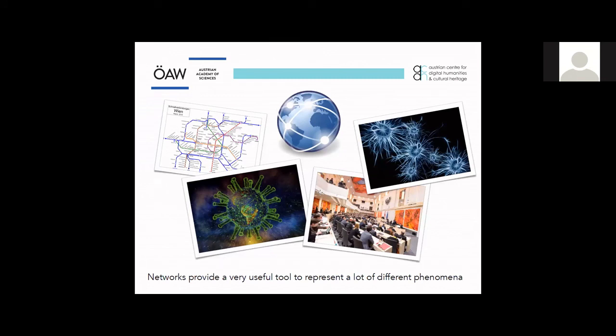Okay, so you can see here some pictures that show very different real-world phenomena. So, for example, the metro of Vienna, the map of the metro, then the virus spreading, that is sadly quite famous now, politics, or our neurons in the brain. And what do these phenomena have in common? That they can be represented with networks, because they are made of entities that are connected among them through some type of relations.